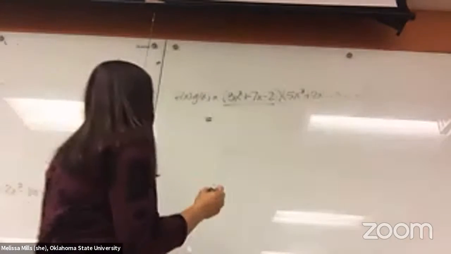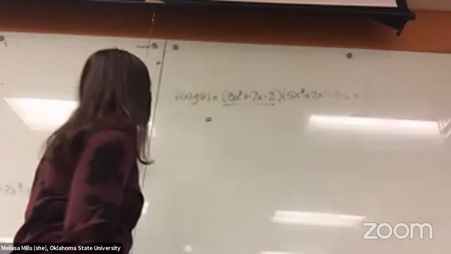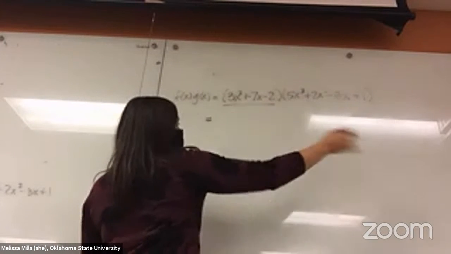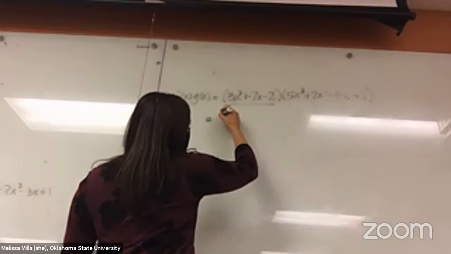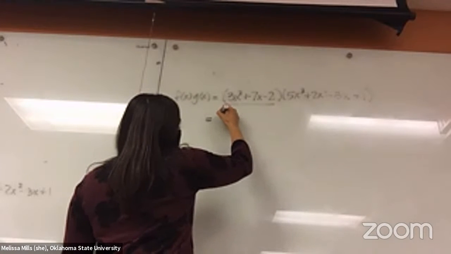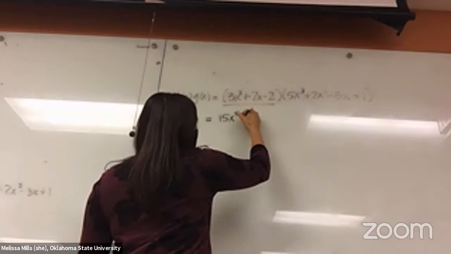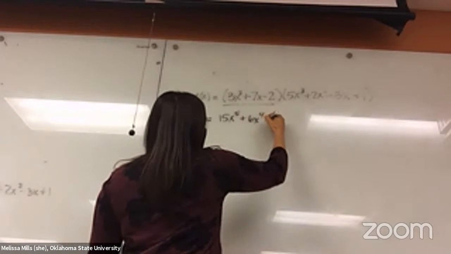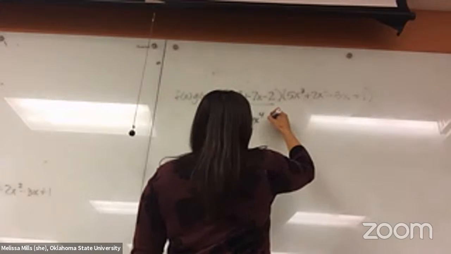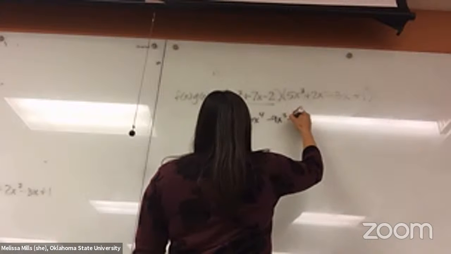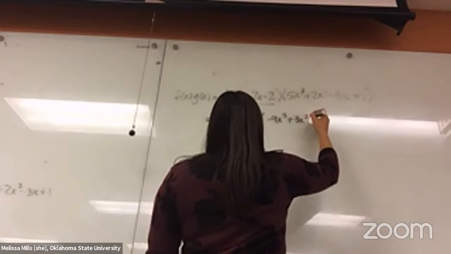Gosh, I don't really want to multiply this all out, but we can get started and then I'm going to fudge the rest. Okay, that sound good? So I'm going to get 15x to the 5th plus 6x to the 4th minus 9x to the 3rd plus 3x squared.